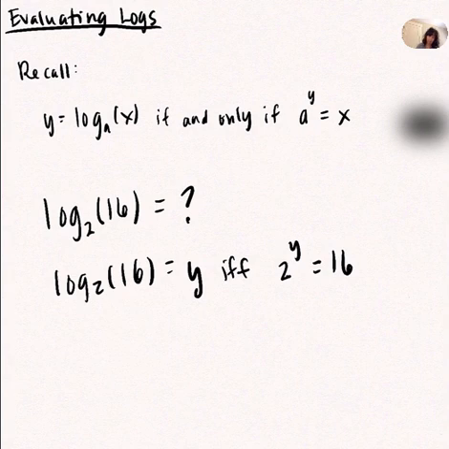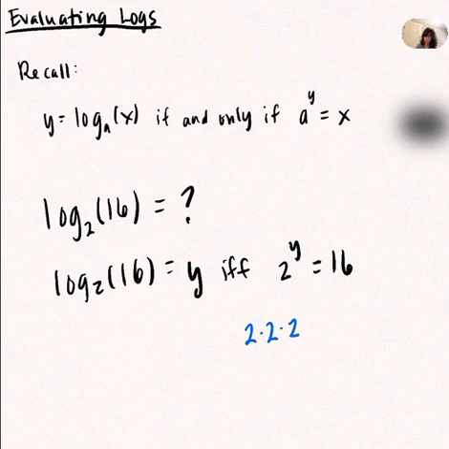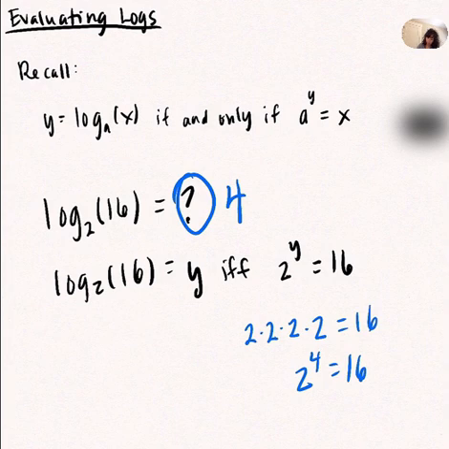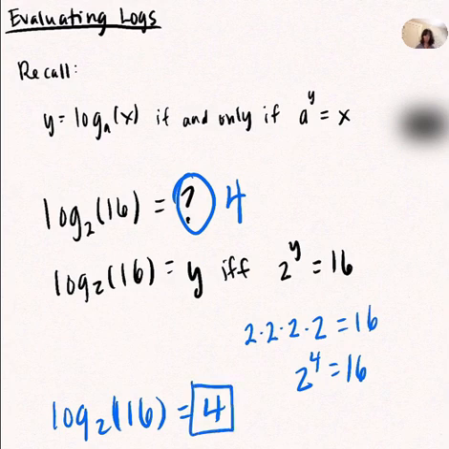So let's think about it. If we do 2 times 2, we get 4, times 2 is 8, times 2 is 16. So we know that 2 to the 4 is 16. This tells us that the number that goes here is actually 4. In other words, if we want to evaluate log base 2 of 16, we should get 4. Let's do a couple more examples.